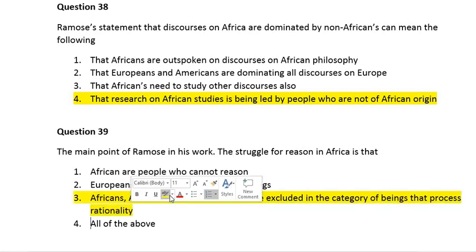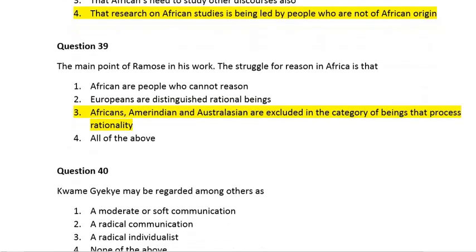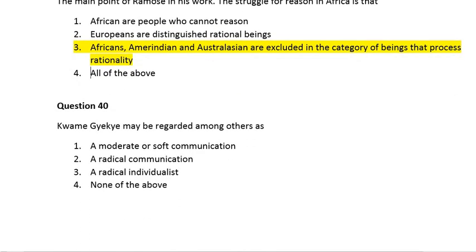So guys, let's go to our last question, which is question number 40. Communalism may be regarded among others as number 1, a moderate or soft communalism. Number 2, a radical communalism. Number 3, a radical individualist. Number 4, none of the above. So guys, here the correct answer is number 1, which is a moderate or soft communalism.